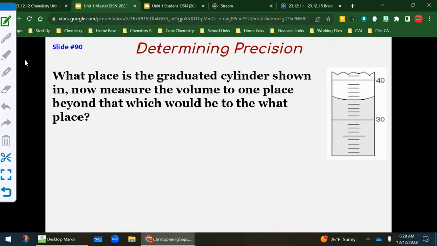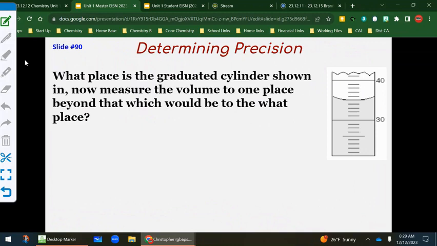All right, so this is a graduated cylinder now. Again, 30, 40, there's the tens place. Any marking smaller than the tens? Well, 31, 32, 33, 34, 35, 36, 37, 38, 39. So that's the what place? So what place does our answer have to be to? To the tenths. If it reads in the ones, we're going to the tenths.